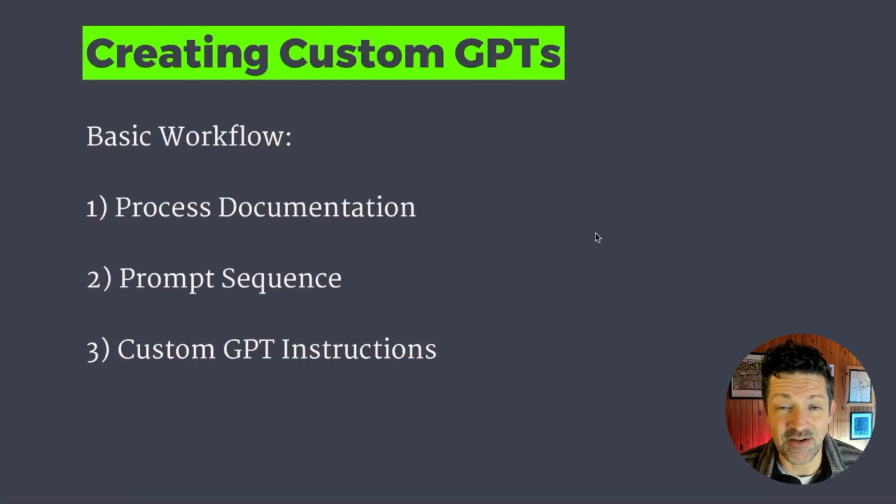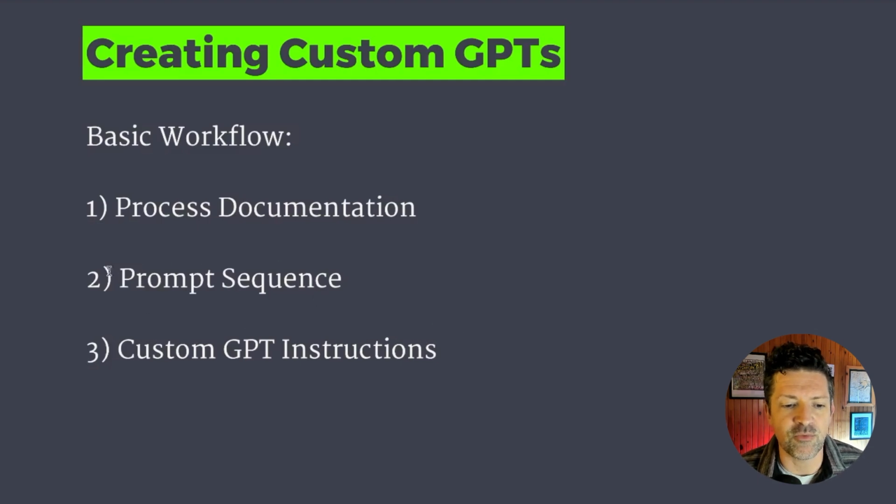So the basic steps here, the basic workflow is process documentation. So figuring out what process you are trying to automate, and then creating a prompt sequence from that, and then creating the custom GPT instructions from that prompt sequence. And if this sounds confusing, just stay with me. It's really not. It's something anybody can do. And I'm going to show you exactly how to do it. I have a whole video on creating custom GPT instructions, and I am going to link to that now. So take a look at that when you get a chance, and I'll revisit the highlights of that here shortly.